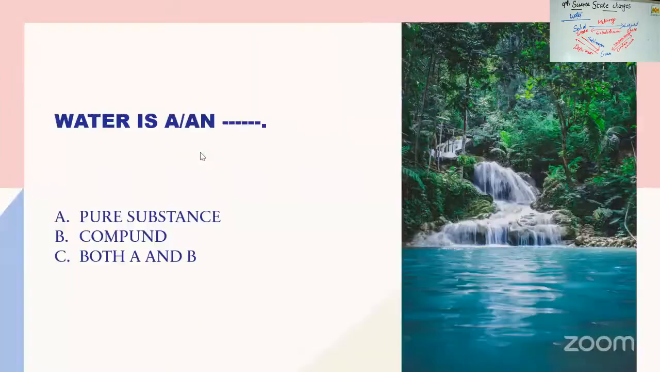Yes, water is a dash. This is water. Water is coming from the mountain. Wow. Look at this very nice place, one of the picnic places. So, water is a pure substance, a compound, or both A and B. Please write the right answer for this question.